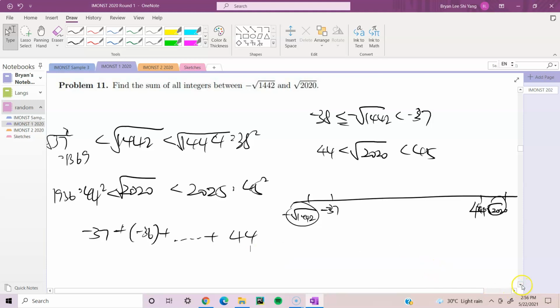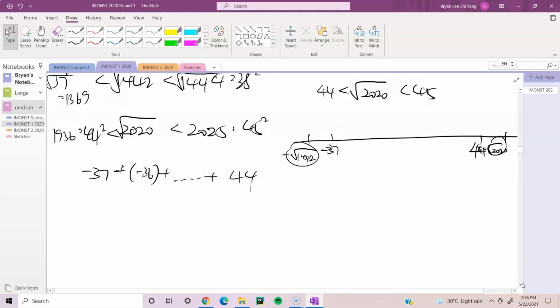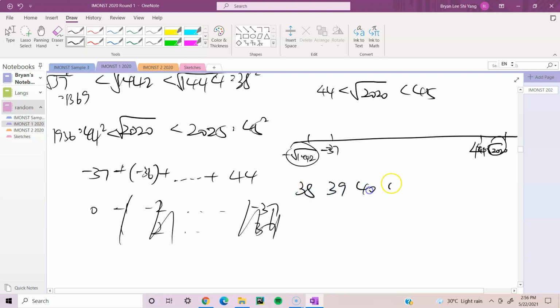So what we want to do is, since for a negative 37 there exists a positive 37 to cancel them out, right? So we'll have 0, negative 1, negative 2, all the way to negative 37, and then we'll have 1, 2, and so on up to 37 to cancel all of these out, so all these terms become a 0. But what we're left with is 38, 39, 40, 41, 42, 43, 44.